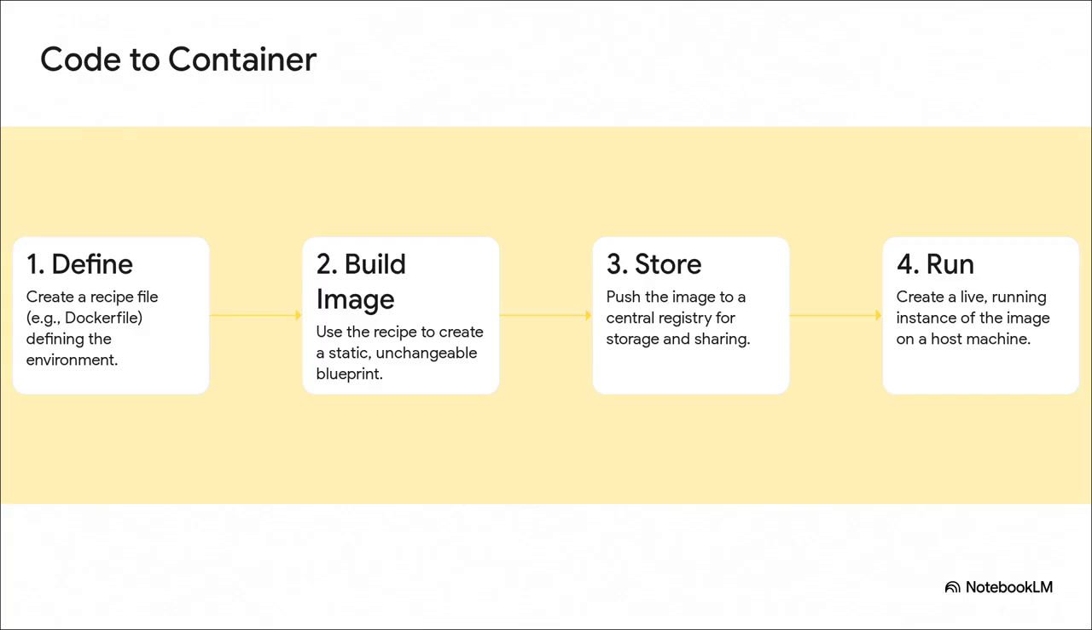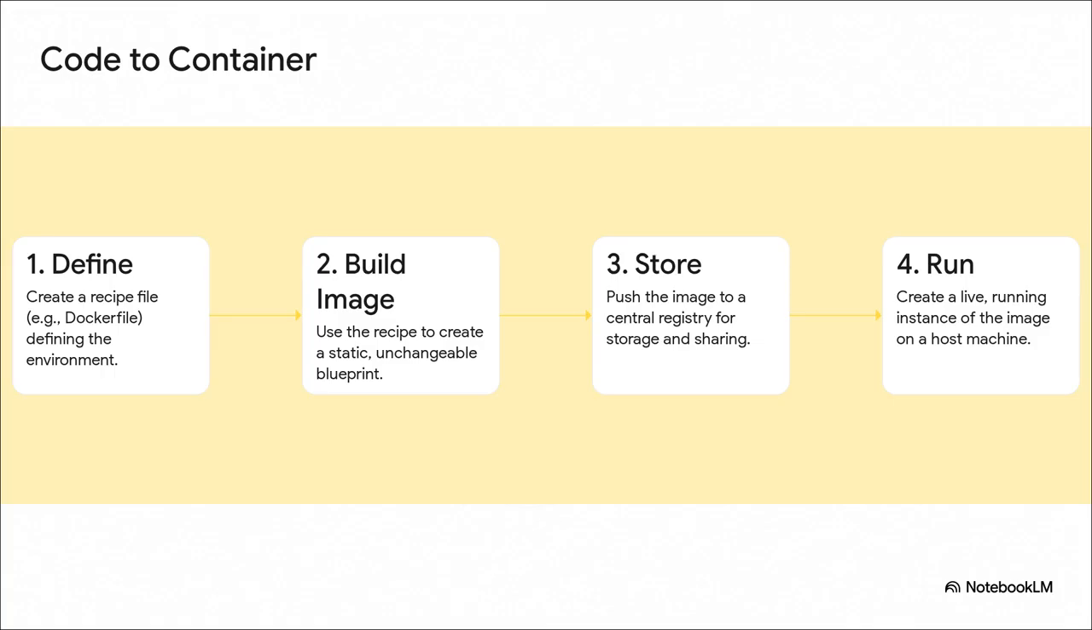First, the developer writes a simple text file, kind of like a recipe, that says, here's the base system I need, here are the libraries to install, and here's the command to run. Second, they use that recipe to build an image. Now, this is a key distinction. The image is a static, read-only blueprint. It's not the container itself.